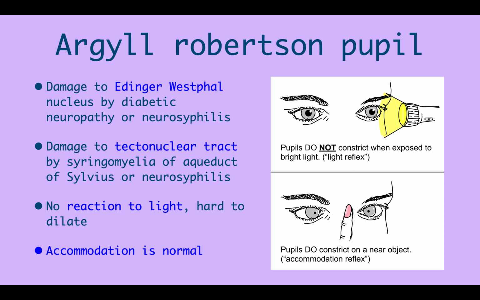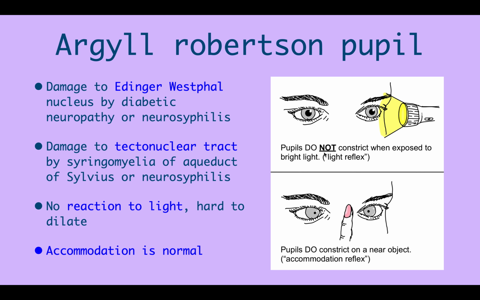Argyll-Robertson pupil is going to be a damage to the Edinger-Westphal nucleus, and that could be caused by diabetic neuropathy or neurosyphilis. Diabetic neuropathy is a lot more common. So there's going to be a damage to the tectal tract by the syringomyelia of the aqueduct of Sylvius, or once again by neurosyphilis.